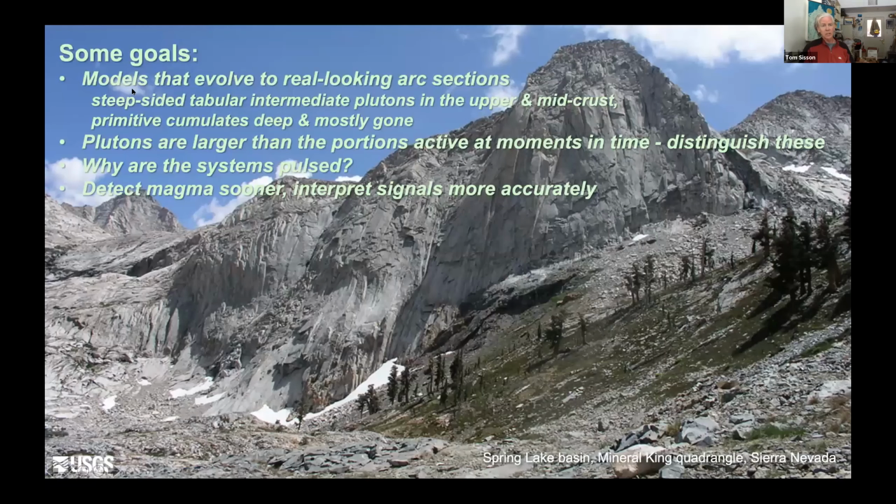So to finalize, some goals. We'd like to get to having models that evolve to real-looking arc sections. And these would include steep-sided, tabular, intermediate plutons in the middle and upper crust, with primitive cumulates deep and mostly gone. We have to get rid of them. Plutons are larger than the active portions of magmatic systems at particular moments in time. We ought to be able to distinguish these. Why are the systems pulsed?